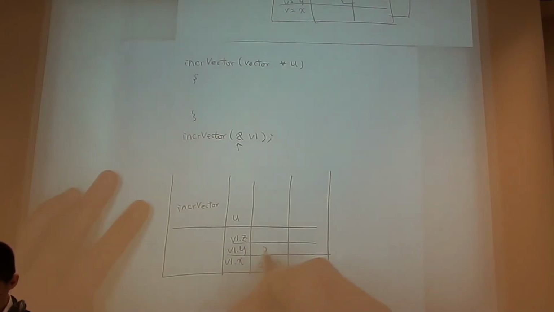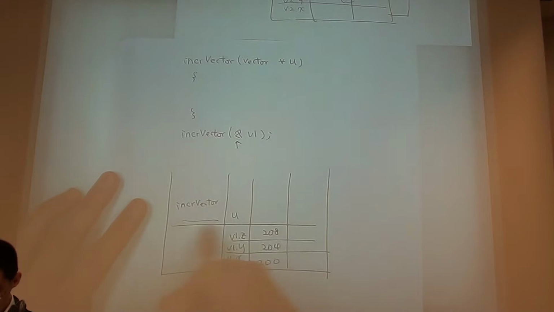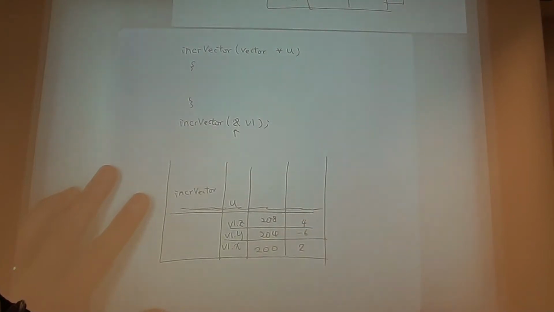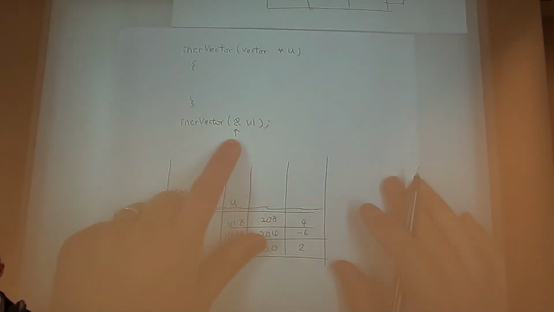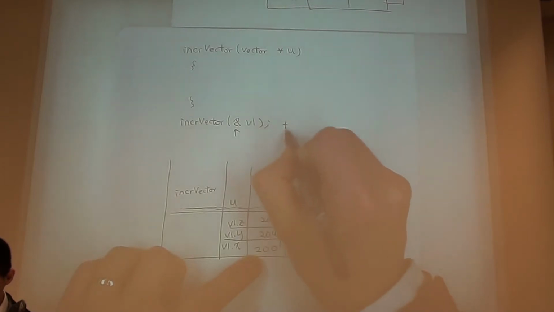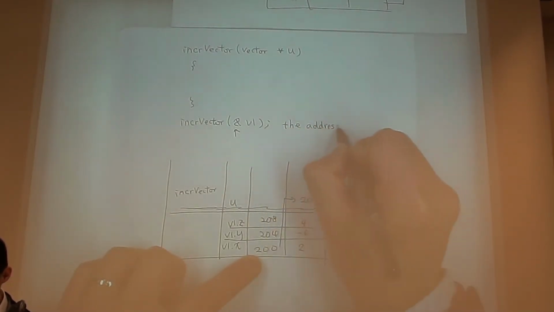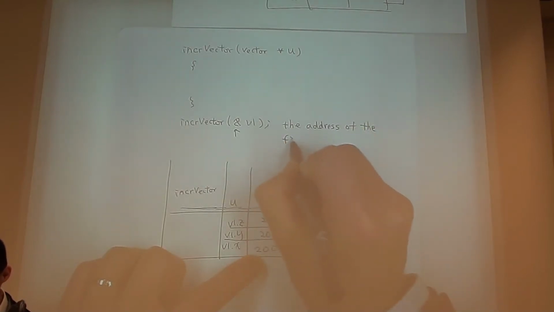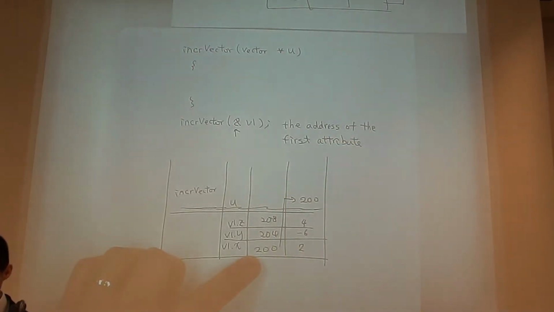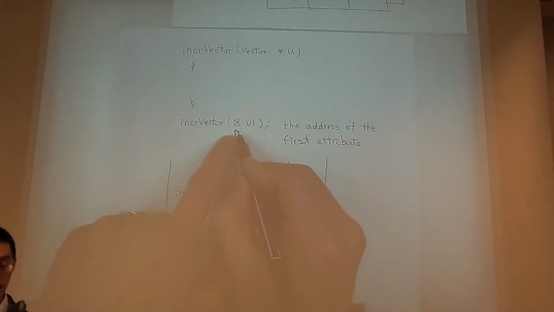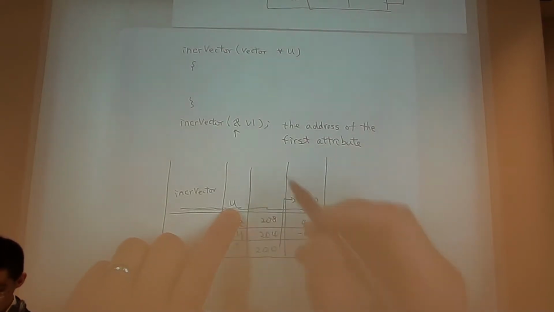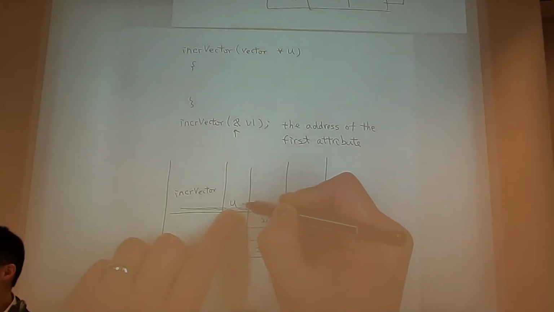Let me put 200 here, 204, 208. I'm skipping the part below, since I assume you already know that. Let's say it's 2, minus 4, minus 6, 4. When you give the address of V1, this will be the address 200. This will be the address of the first attribute. Because I'm giving this ampersand, I'm getting the address. U is only a pointer. U is not an object, so there's only one thing on the call stack.